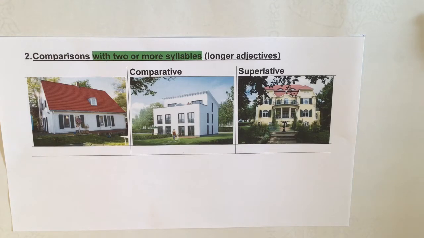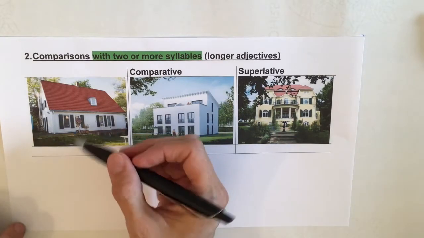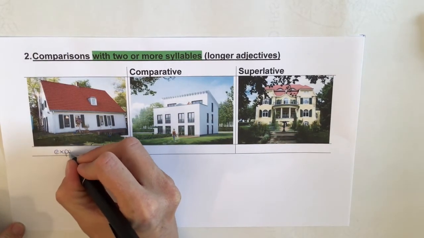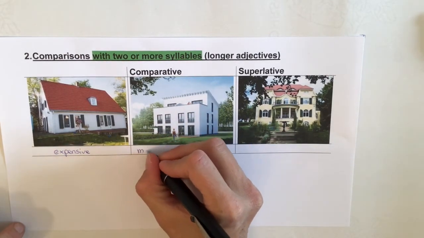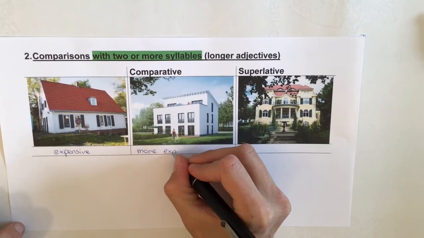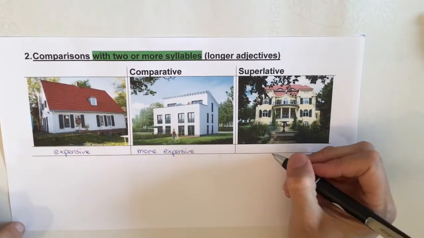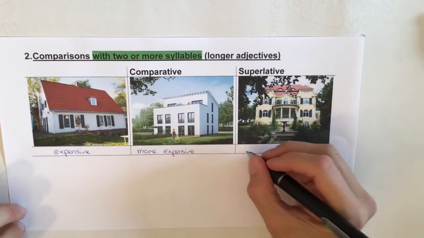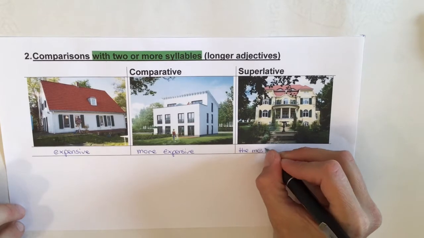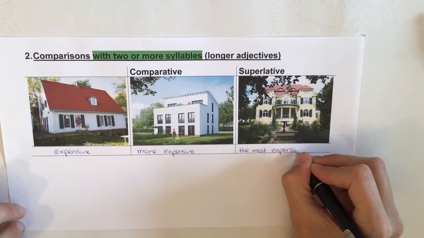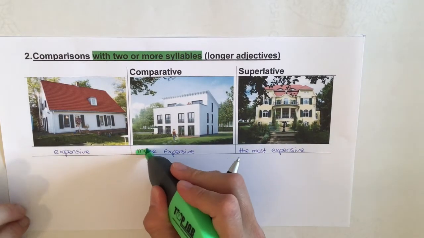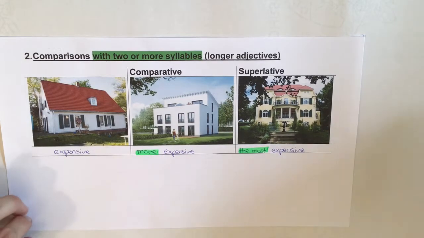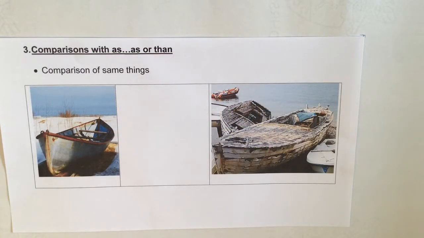Now we'll come to the next point, the comparisons with two or more syllables, so longer adjectives. For example, this is an expensive house. But this house is more expensive. And this house is the most expensive. So longer adjectives you compare with more and the most.